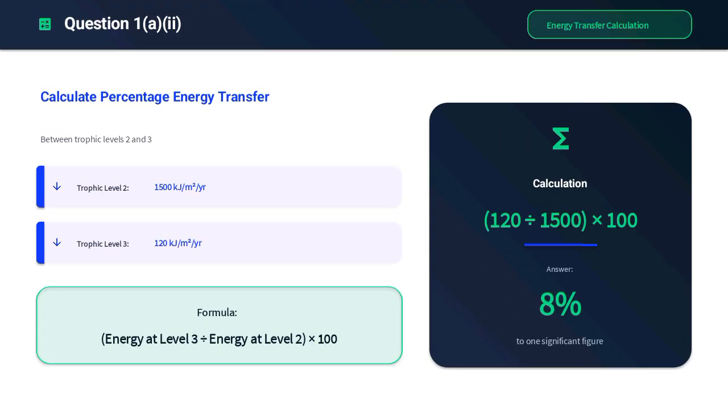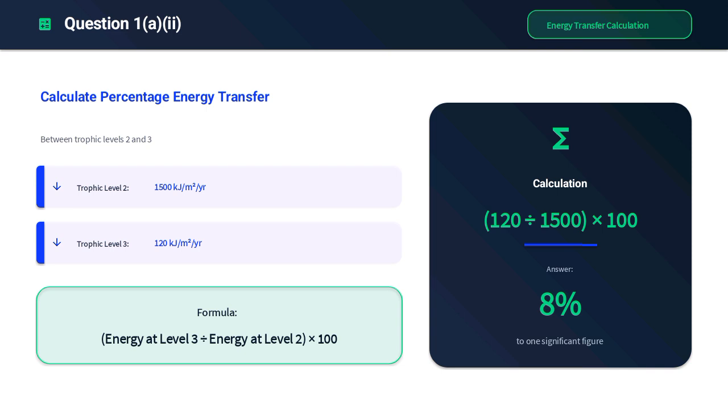Now Part A, Part 2, asks us to calculate the percentage of energy transferred between trophic levels 2 and 3. Looking at the numbers, trophic level 2 has 1,500 kilojoules per square meter per year, and trophic level 3 has 120 kilojoules per square meter per year. To find the percentage transfer, we divide the energy at level 3 by the energy at level 2, then multiply by 100. So 120 divided by 1,500 equals 0.08, times 100 gives us 8%.